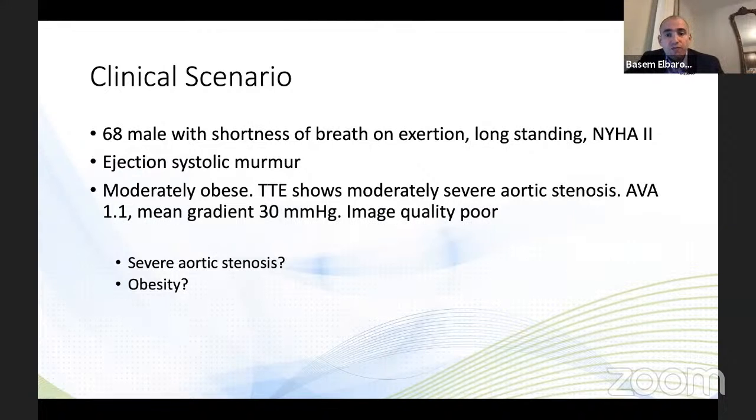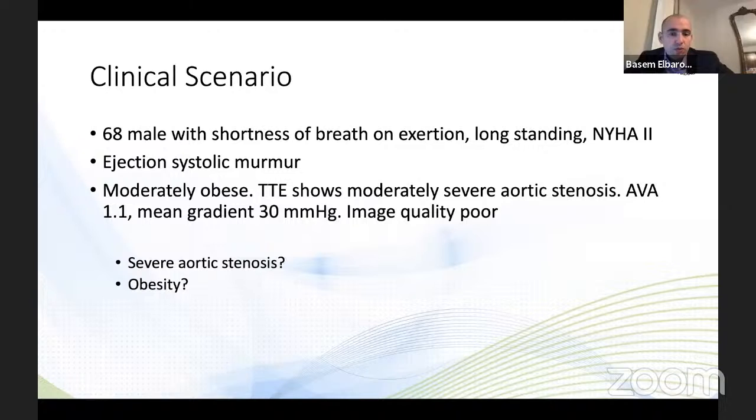A 68-year-old gentleman with shortness of breath on exertion has a long-standing NYHA class 2. On exam, there's an ejection systolic murmur concerning for aortic stenosis. He's moderately obese. TTE shows moderate to severe aortic stenosis. The echo readers aren't sure if it's severe or moderate. They pass the buck to you, and you have to make a decision. The calculated aortic valve area is 1.1 with a mean gradient of 30 millimeters of mercury.